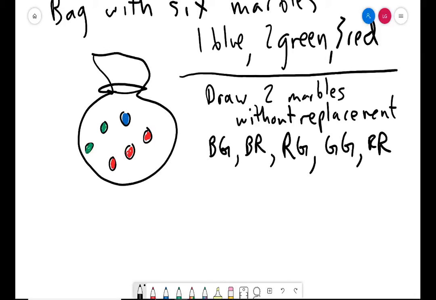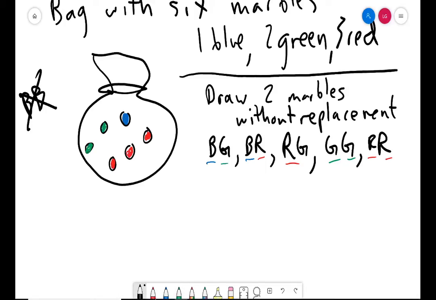Now, a couple things to notice. We can't get BB, two blues, because there's only one blue. We're not doing replacement. So if the blue is in there, it's in there. No chance of getting another one. Now, these outcomes aren't equally likely, right? They're not equally likely. You can think about why.